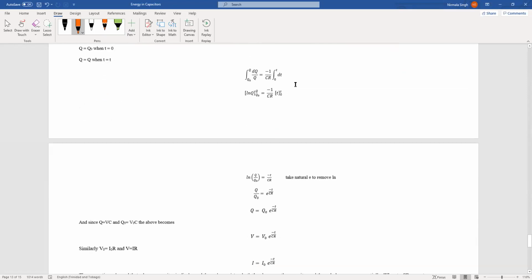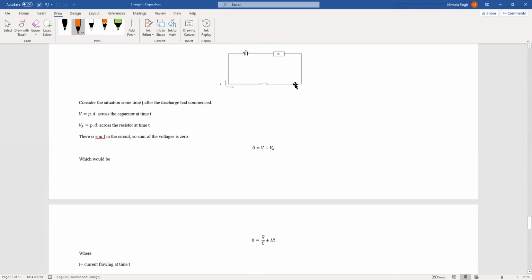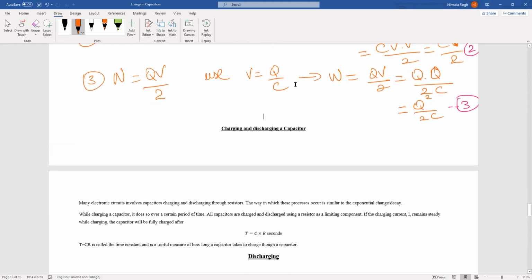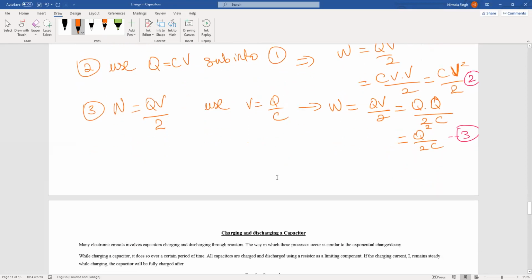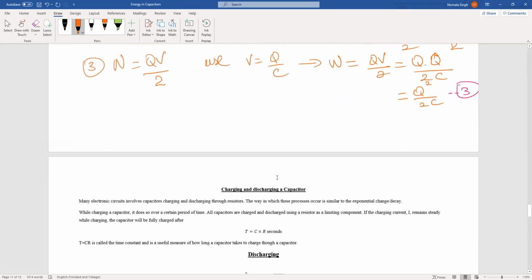Okay, the last part here is pretty long. So we're going to do this the next day. So we've stopped at charging and discharging your capacitor. If it's anything, I can just record how to do the rest because you're not really asking questions.